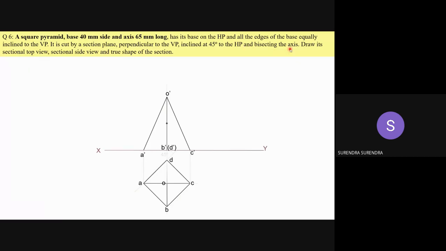So first identify the midpoint of the axis. It is 65 mm long. One way is to draw the perpendicular bisector, and you can get the midpoint. Now, passing through this point, draw the section plane inclined at 45 degrees and bisecting. Now, this section plane is cutting the edges AO, BO, CO, and DO. Name these as 1, 2, 3, and 4. Remember to highlight the edges with an HB pencil.